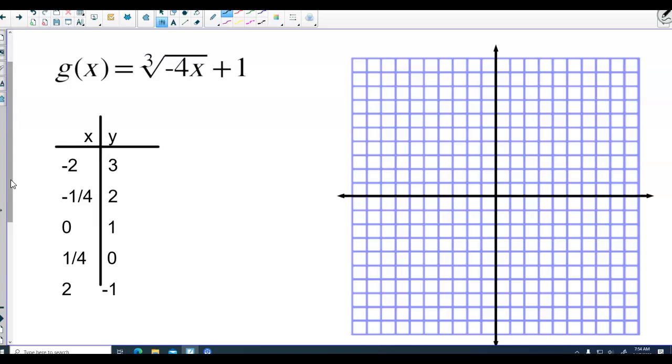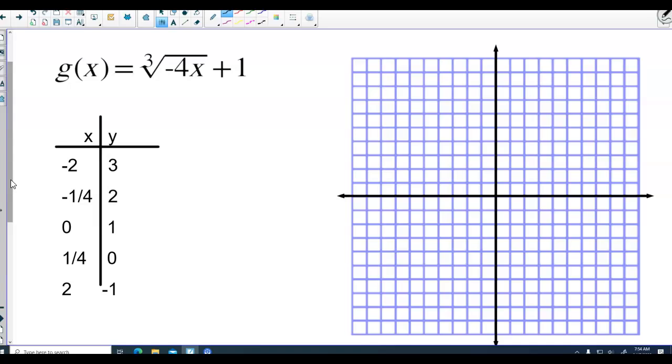You plug 1/4 in for x. Now this is where a cube root is unique compared to a square root. Negative 4 times 1/4 is negative 1. We can take the cube root of a negative number. So in this case, we get the cube root of negative 1 plus 1. That's negative 1 plus 1, that's 0. And finally, negative 4 times 2 is negative 8. The cube root of negative 8 is negative 2. And negative 2 plus 1 is negative 1.